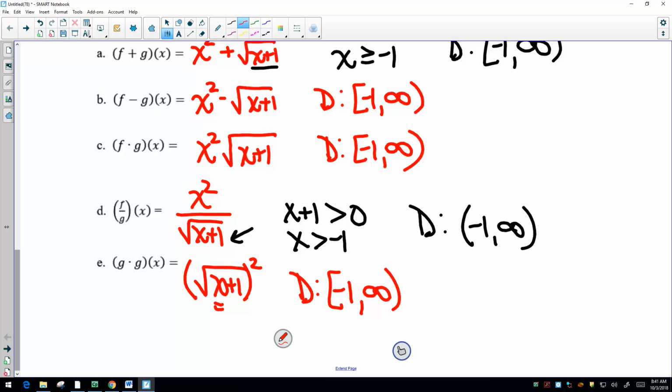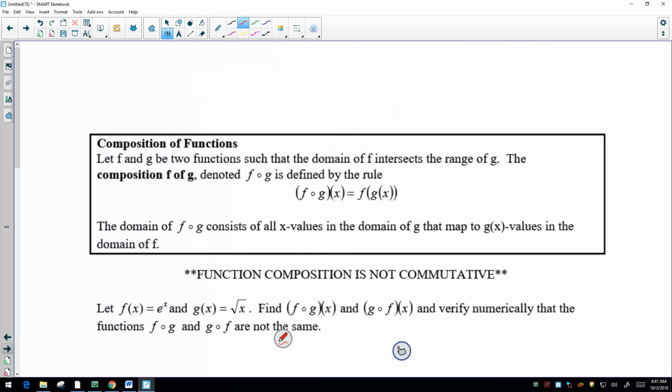I know the temptation is to say, well, if I square a square root, it's gone, I don't have to worry about it. I want to think of the actual function itself, which is the square root of x plus 1 when considering the domain. So that's some basics, addition, subtraction.